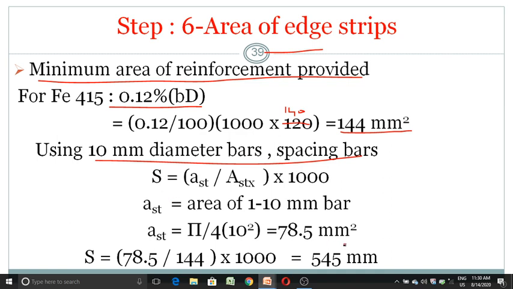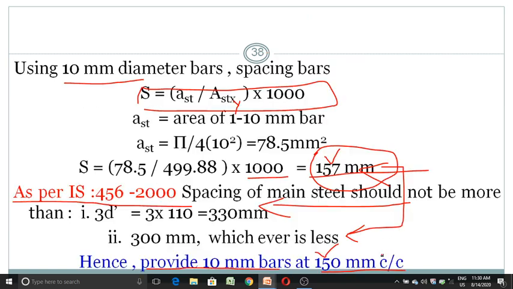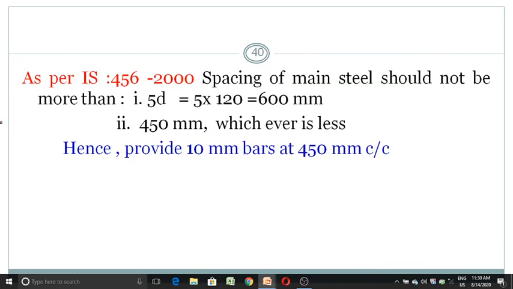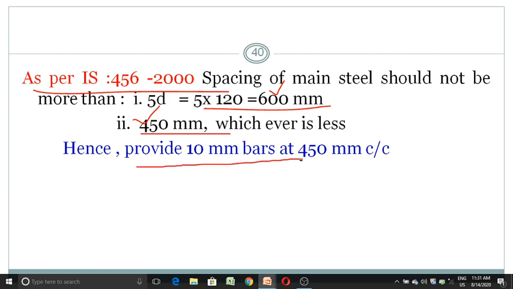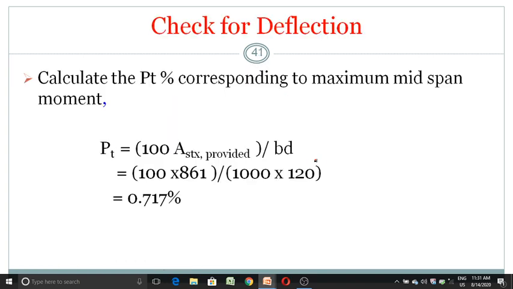So calculating the spacing with respect to this, we get 545 mm, but it is too high. So we go according to IS 456, the spacing will be 5D and 450. 5 into 120 will give 600, and 450, another, minimum of that and 545. This is 600, this is 450, so 450 is the minimum, hence provide 10 mm bars at 450 mm center to center. Now go for the check again.